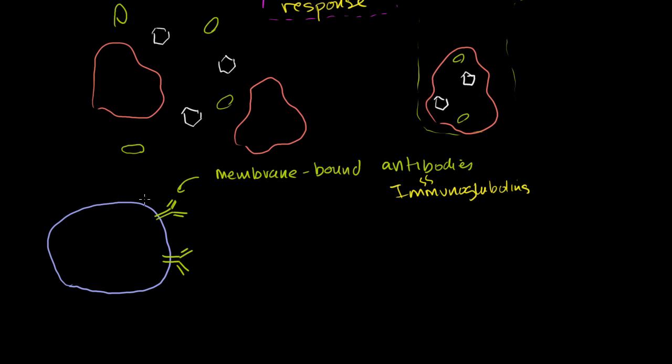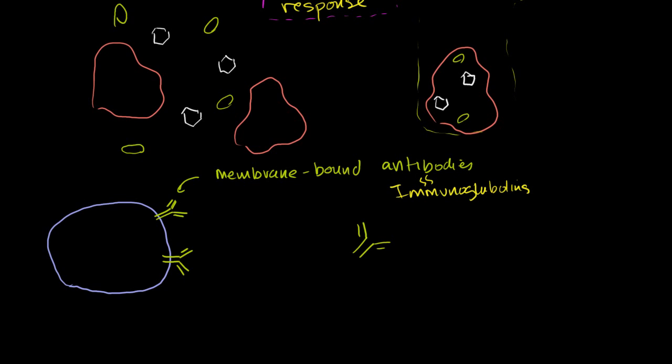Now, B cells have these on the surface of their membranes. These are membrane bound. Usually when people talk about antibodies, they're talking about free antibodies that are just floating around like that. And I'm going to go into more detail on how those are produced. Now, what's really interesting about these membrane-bound antibodies and these B cells in particular is that a B cell has one type of membrane-bound antibody on it.